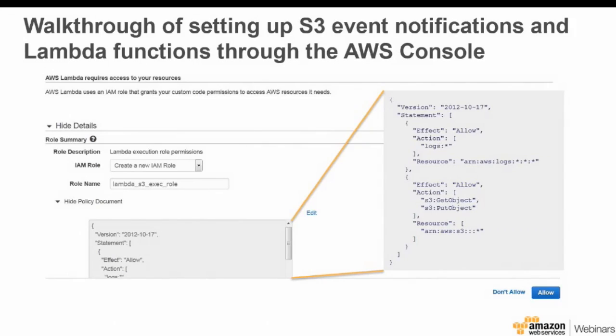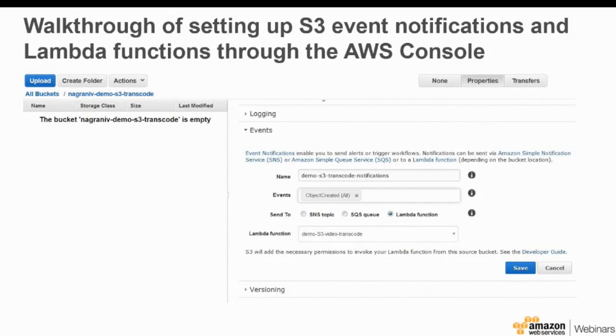From there, let us quickly jump to the S3 console and I'll show you how to create S3 bucket notifications. So let's say I have a bucket called Nagranivi demo S3 transcode. On the right panel under properties, S3 now has a tab called events. You can name your S3 event mapping to what you want it to be, and then S3 allows you to select which events you want to create notifications for.